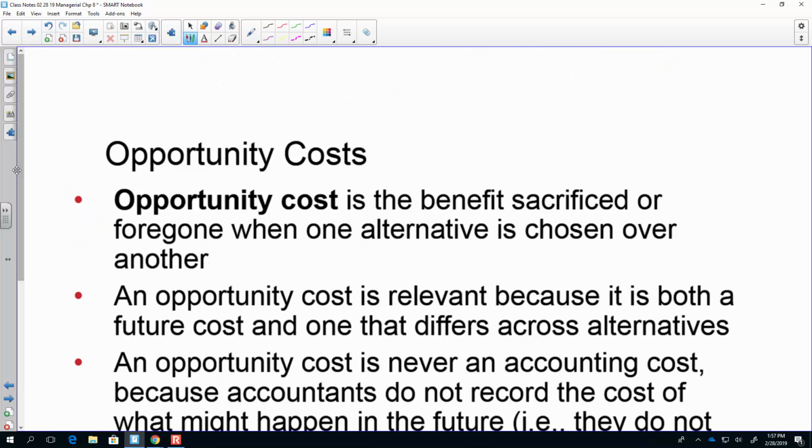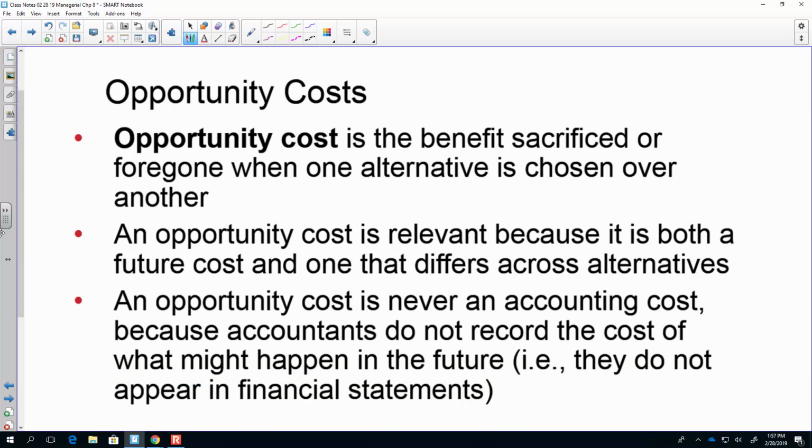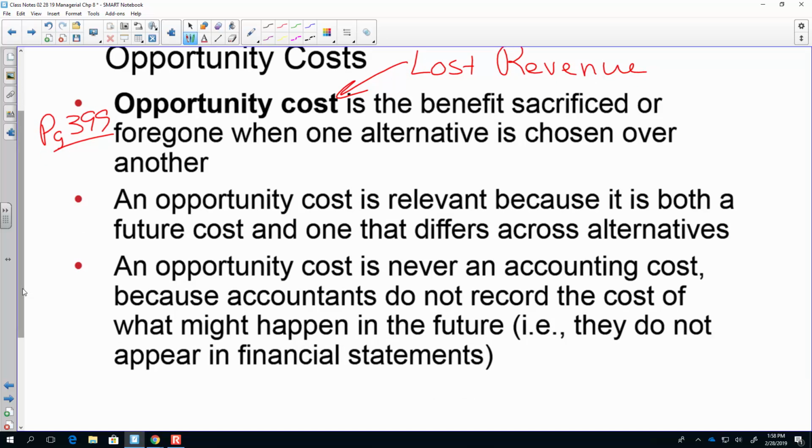So that's the goal. Also know this definition, opportunity cost, also on page 399. And I always call this one the lost revenue. If I do this alternative, I have an opportunity cost by losing the revenue of the other. Accountants, we do not track opportunity cost. It is, in a lot of cases, unknown or not measurable. So we are still very historical oriented and not so much future oriented. So we do not record these, but we still need to be aware of them in some cases.